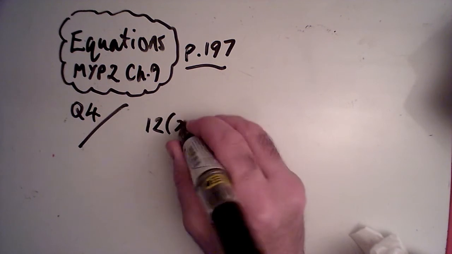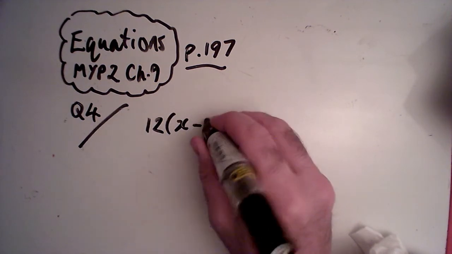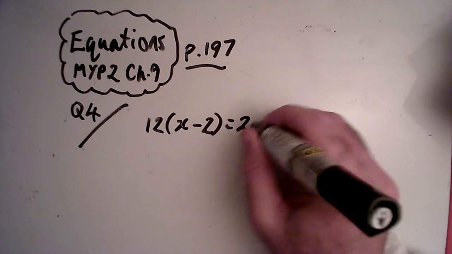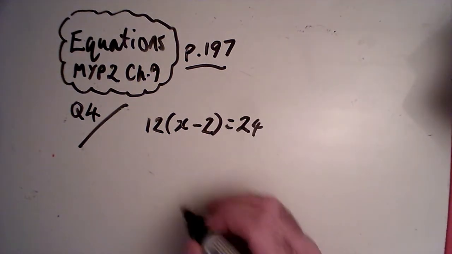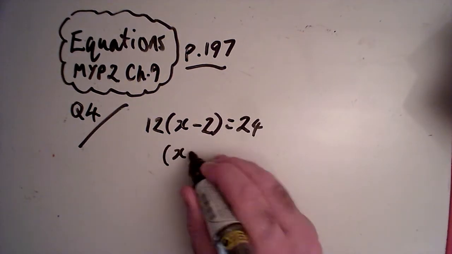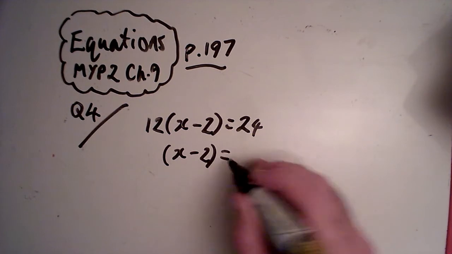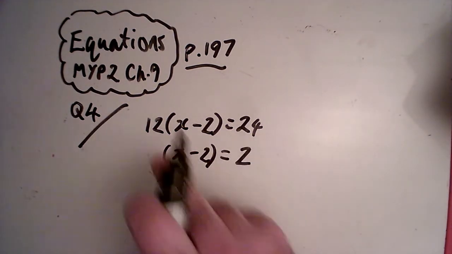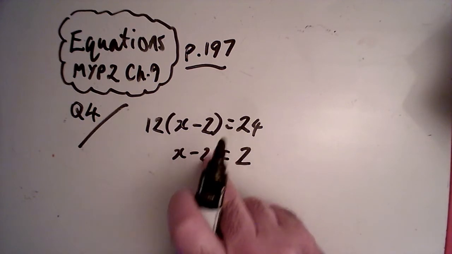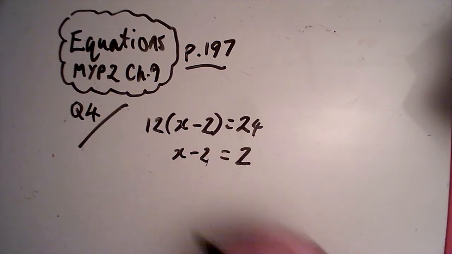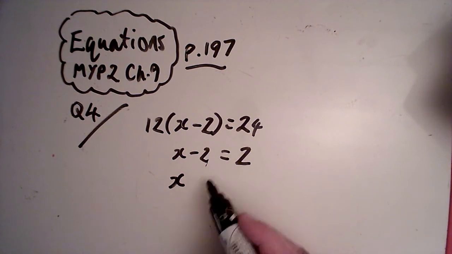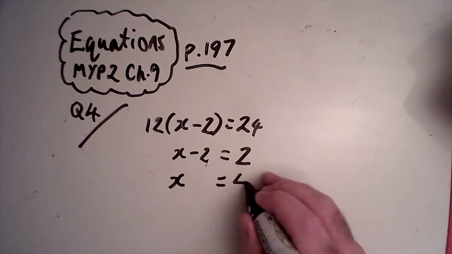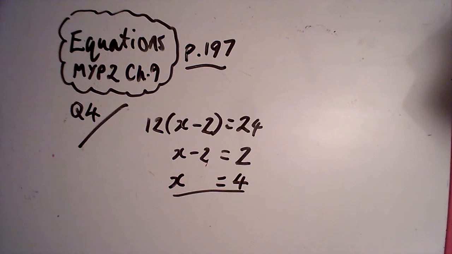12(x - 2) = 24. Divide both sides by 12 to get the bracket on its own. x - 2 = 2. So that's dividing both sides by 12. Don't need those brackets anymore. So x - 2 = 2. I want to know what x is, so I get rid of the minus 2 by adding 2, but I've got to add 2 to the other side as well. So x = 4 is the answer to question F.